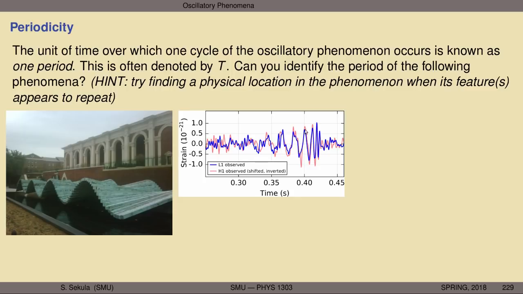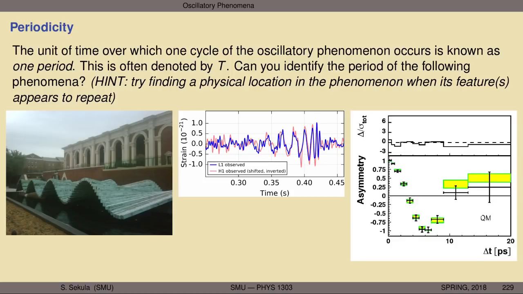So what's the phenomenon? Well, whatever it is, there's a maximum here, and there's a maximum here, and there's a maximum here, and the maxima are growing closer to each other, but one cycle of the phenomenon can still be stated to be between one maximum and the next. Take a look at this picture and see if you can, again, identify the physical location where the phenomenon repeats. Now this one is much trickier.